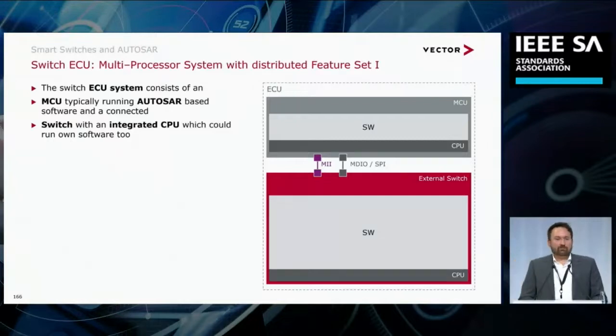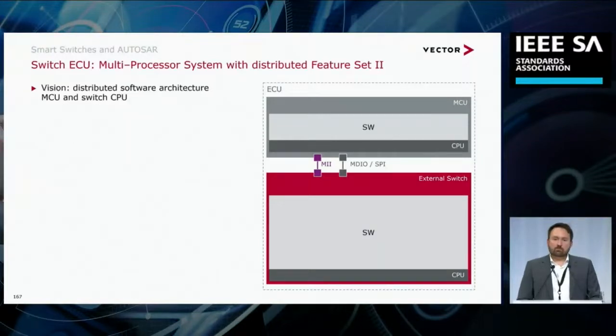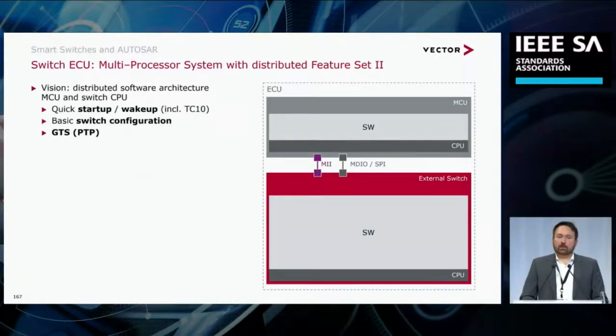If we look from a high flight altitude at what we have in our hands with such a system, we have the MCU side, which has the CPU, which can run some software. Typically in the ECUs that we have today, we are running AUTOSAR-based software. And on the switch itself, we have its own integrated CPU that could run our own software too. The vision is now that we want to distribute this in a proper way between the MCU and the switch.